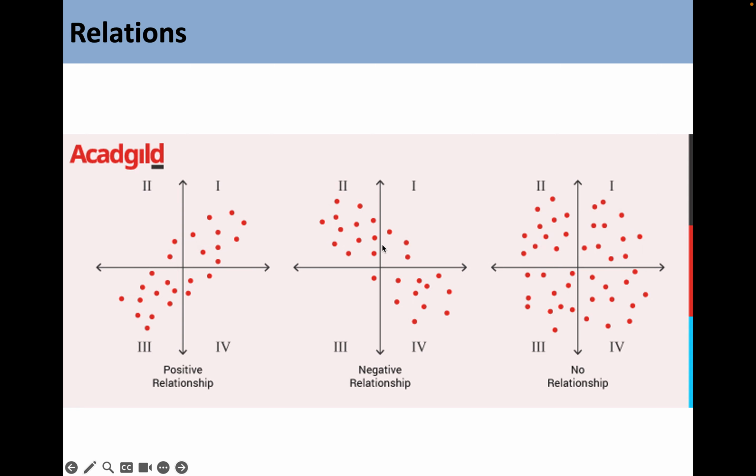This is a negative correlation, and this is known as a scatter plot. And of course, this is no relationship at all. They're just all over the place.